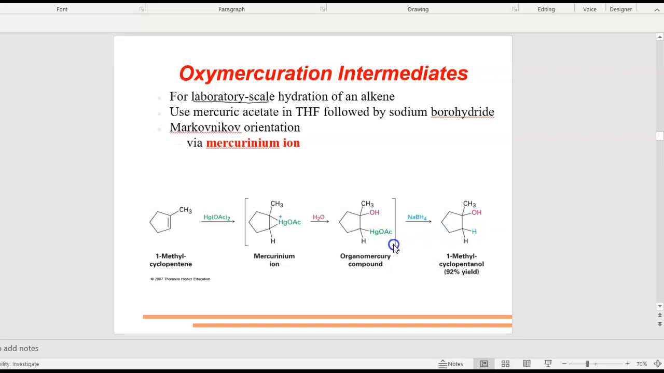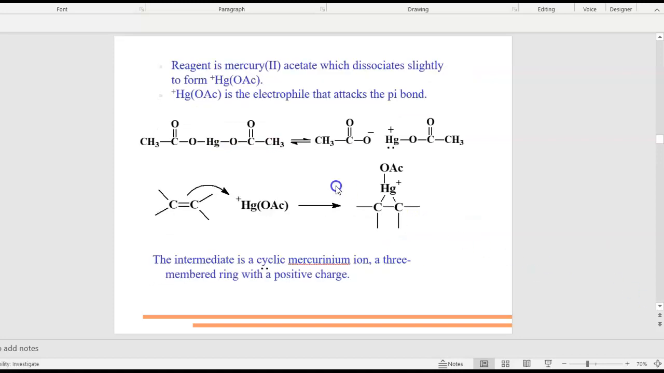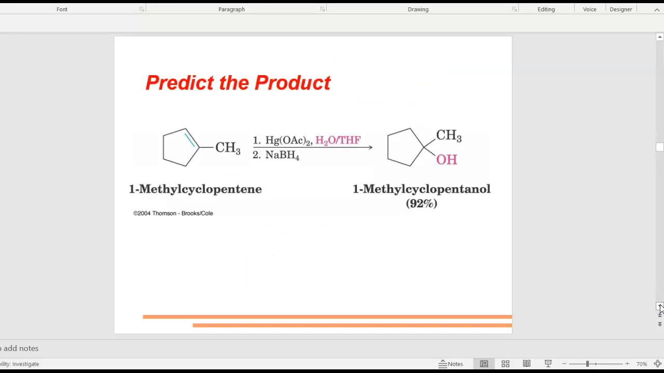Okay, so I'm not going to look at the detailed mechanism of this. It's a little complex. Actually, I have it on the next sheet, but I'm not expecting you to write this down. Okay, as long as you know that the intermediate is a mercurinium ion and not a carbocation, that's fine.